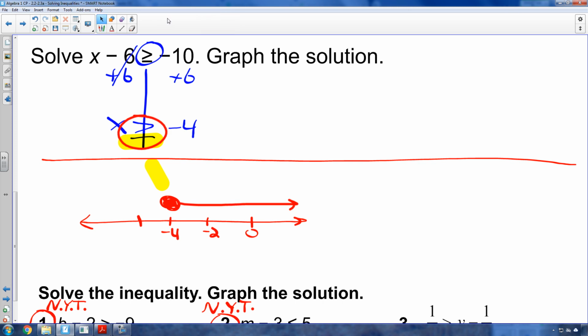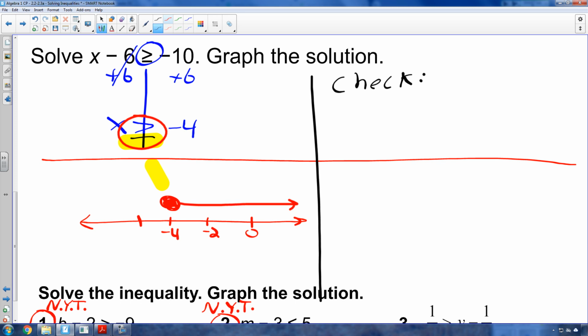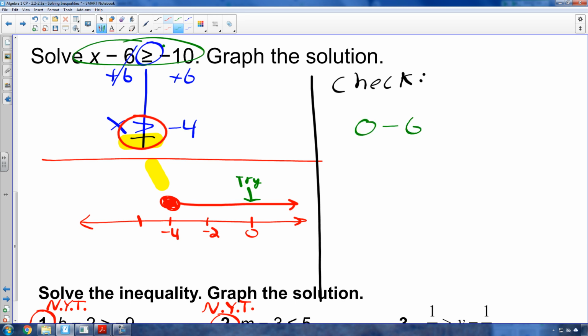So now as we talk about checking the problem, how do we check it? Well, we check it by putting in a number that's bigger than negative 4 and see if it works. So pick any number in this area. Let's just pick 0. It's a pretty easy number. If you put 0 into the original inequality, you have 0 minus 6 is greater than or equal to negative 10. You get negative 6 is greater than or equal to negative 10, which is true, because 10 is more negative, so negative 6 is greater.